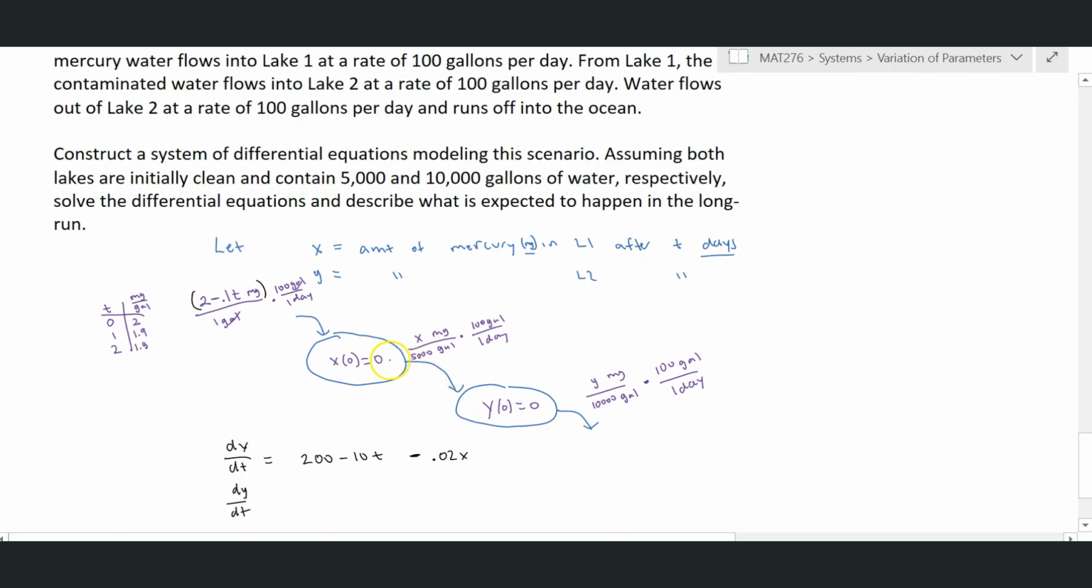We get a double whammy here. We actually get the outflow of lake 1 being the inflow into lake 2. So that's going to be a positive 0.02x minus the outflow, which will be 100 over 10,000. And that should give us 0.01. So we have minus 0.01y. And we have our initial conditions here.